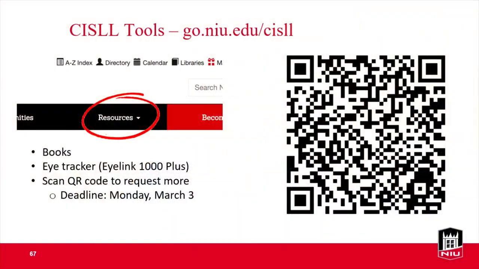My job now is to leave you with some other resources that we just didn't have time to go through today that CISLL offers. So we do have a bunch of books that are available, different reports. CISLL has its own eye tracking system as well, an EyeLink 1000 Plus. It's located in the Site building. You can go to our website and book time online to use it.